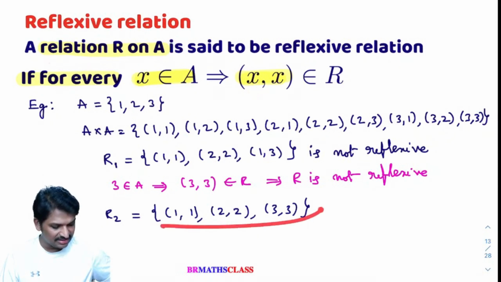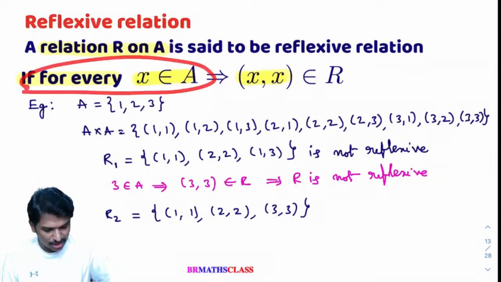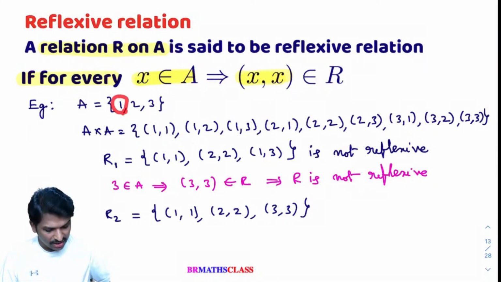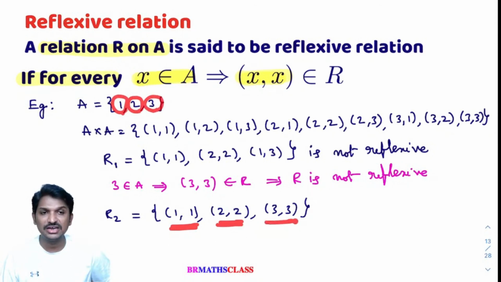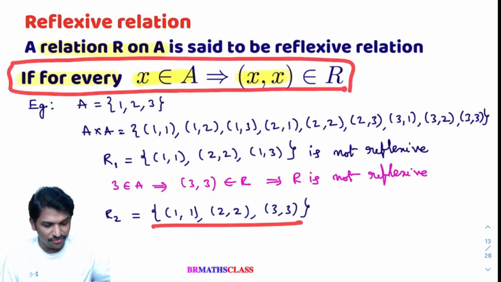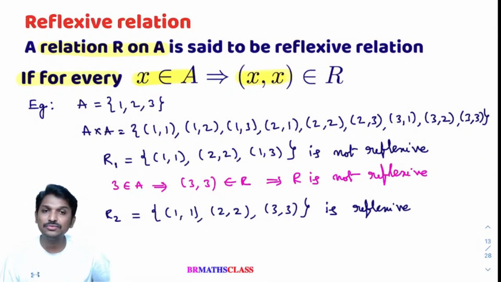Now I need to check whether this relation is reflexive or not. For every x belongs to A, if the ordered pair (x, x) belongs to R, then we say that relation is reflexive. Here you take 1, (1, 1) is there. You take 2 from set A, ordered pair (2, 2) is there in the relation. You take element 3, ordered pair (3, 3) is there in this relation. So for every x belongs to A, (x, x) belongs to R; this relation satisfies this condition. For every is very, very important. Therefore, this relation is reflexive.